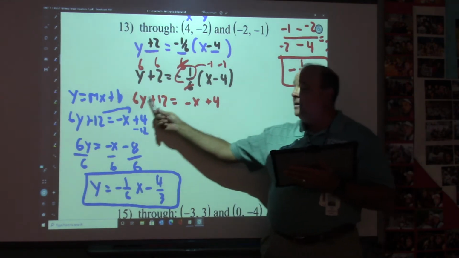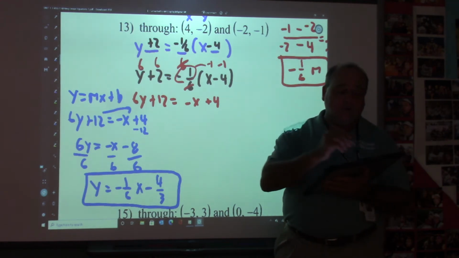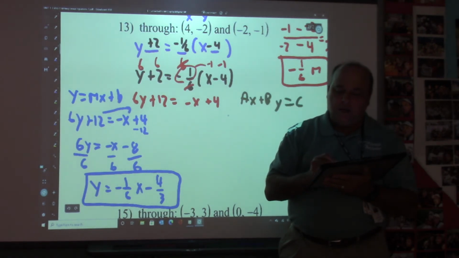Now we're going to take this and switch it to standard. This is a lot of steps. It's the hardest thing you'll do before Christmas. So let's write down standard ax plus by equals c. I'm going to rewrite the equation again.